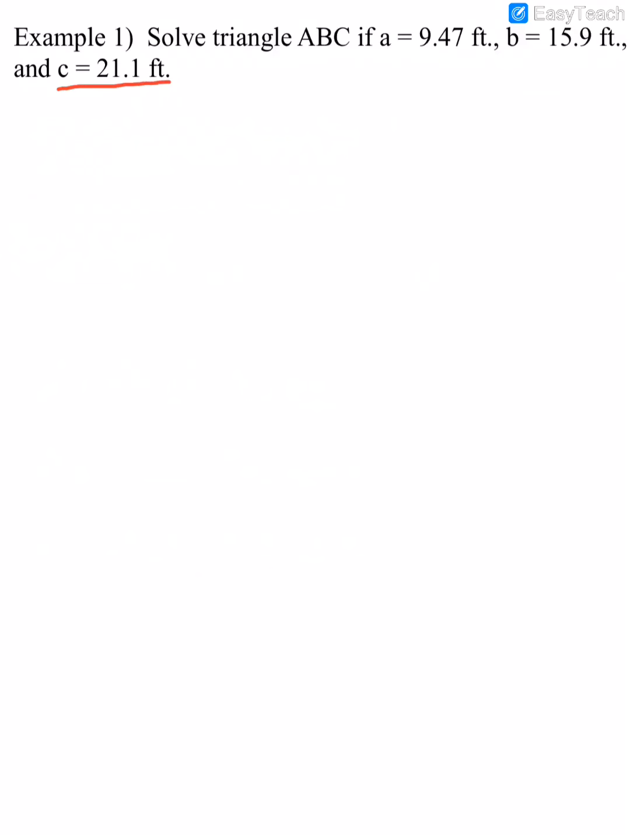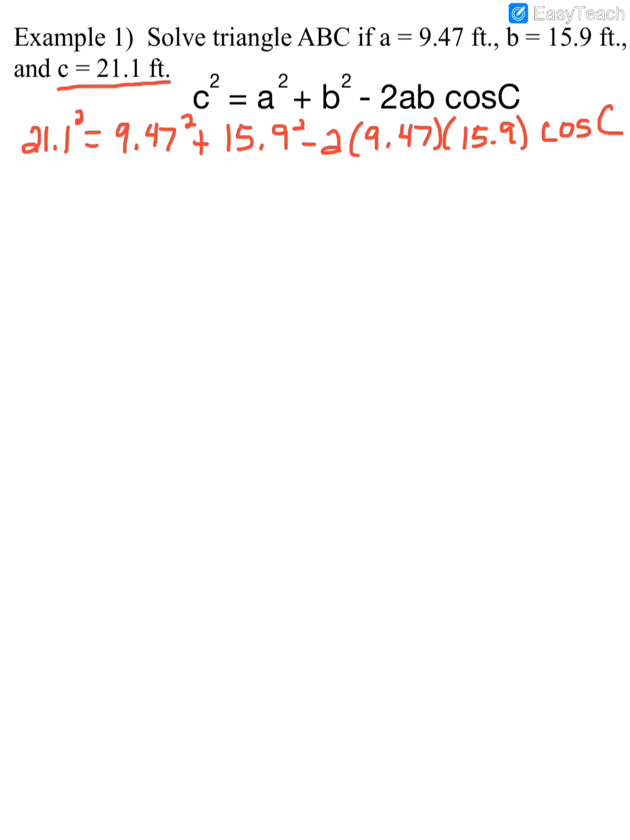Since side C is the longest side, we need to look for angle C, which means we need to use this form of the formula. Let's plug the information into the formula. Side C, 21.1, squared, is equal to side A, 9.47 squared, plus side B, 15.9 squared, minus 2 times A times B times the cosine of C.